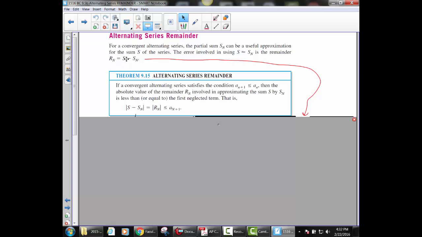So you'll notice here's this S minus Sn, they have the absolute value of it. Keep in mind it's an alternating series, so you never know if the next term is going to be a positive term or a negative term. So they're just using absolute values. So they're saying the absolute value of S minus Sn, which is equal to the absolute value of Rn, is less than or equal to a(n+1).